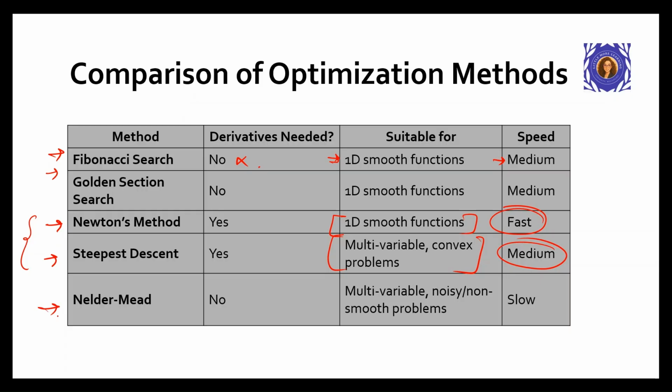Lastly, we had a look at Nelder-Mead that does not require derivatives again and is suitable for multivariable, noisy and non-smooth problems and has a very slow speed. So these techniques are widely used in machine learning, physics simulations, finance and engineering.